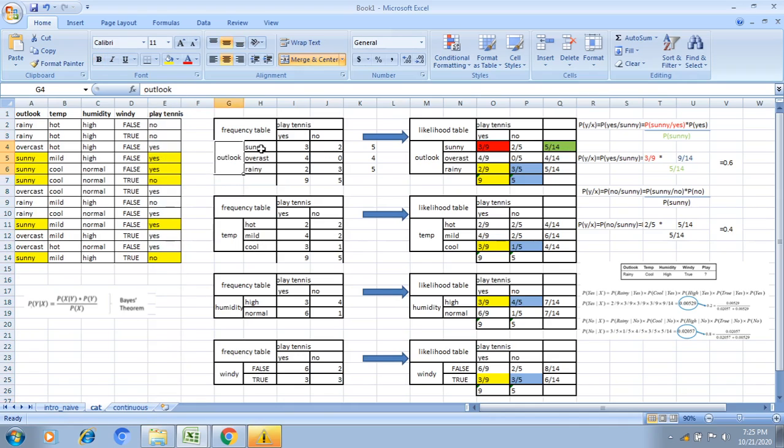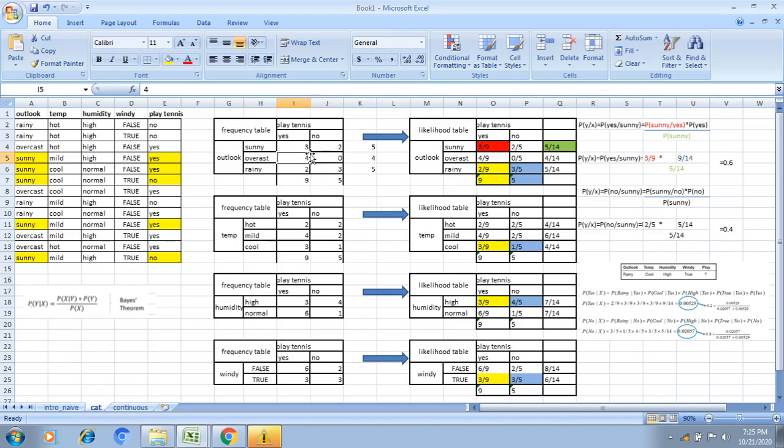Here outlook contains sunny, overcast, rainy. We have three values, and with respect to play tennis I want to calculate the frequency. Sunny contains how many? 1, 2, 3, 4, 5. We have 5 sunny, and out of the 5 sunny, 3 are yes and 2 are no. If you see the target data, out of 5 sunny, 3 are yes and 2 no. That's why I represent it in my frequency table like this: 3 yes, 2 no.